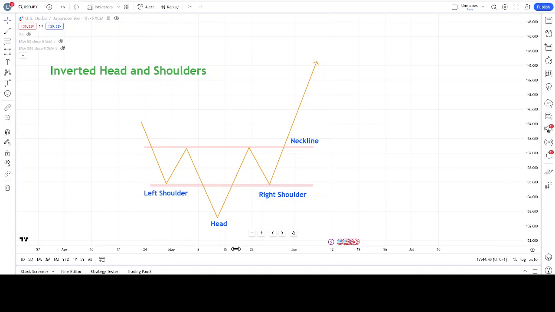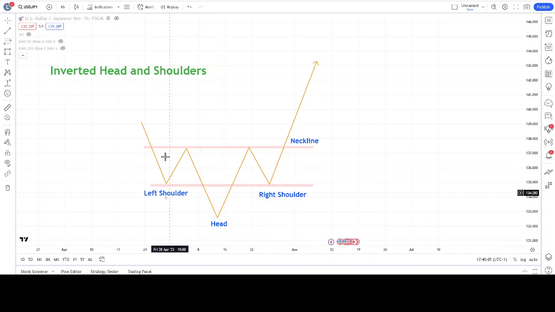In this session, we will learn about the inverted head and shoulders pattern. The inverted head and shoulders pattern is a bullish reversal pattern. This pattern is usually found at the bottom of the downtrend, or I would rather say, towards the bottom of the swing low, to be very precise. So let's understand what this pattern is all about and what are the components of the pattern.